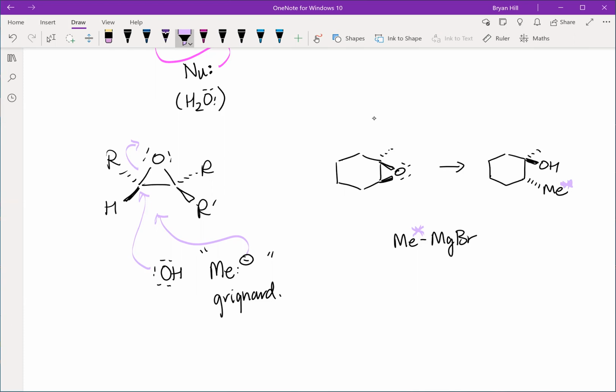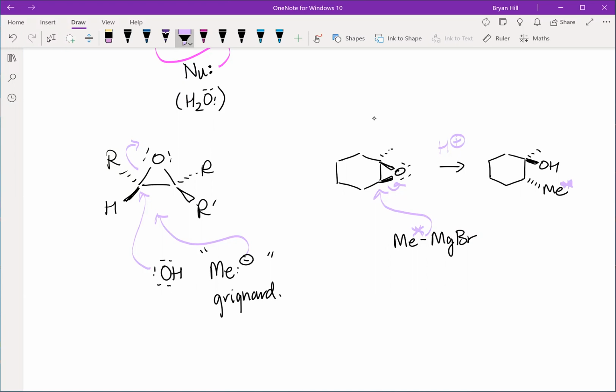So this would go, an attack here. This would go up. Second step, we would add H plus to protonate that alcohol, and that would be our product. It's relying on the ring strain of that three-membered ring to open up the epoxide. So that's why they're relatively easy to open up. THF, for example, takes a lot of work to open up, very specific conditions.